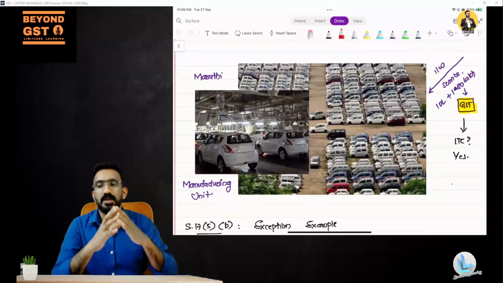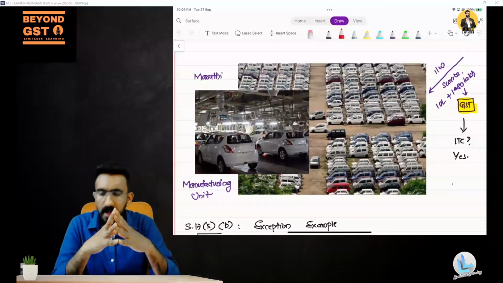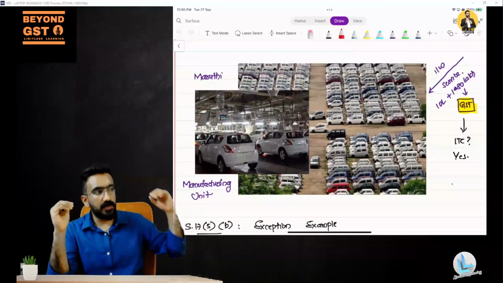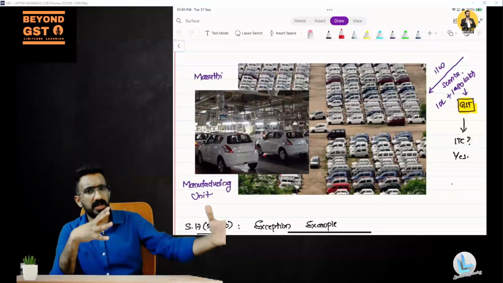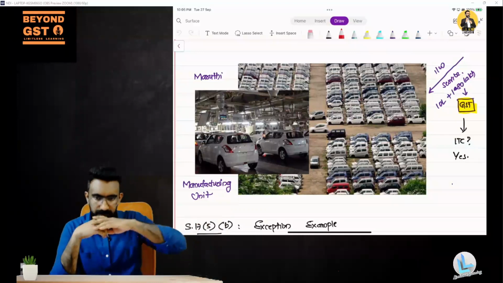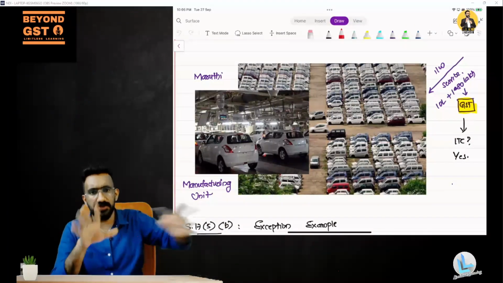Next, suppose Maruti is a manufacturer. Maruti has manufactured 400 vehicles per day. All these vehicles, where are they? In the yard. In their backyard, they have kept all these vehicles which are manufactured and out of the factory.